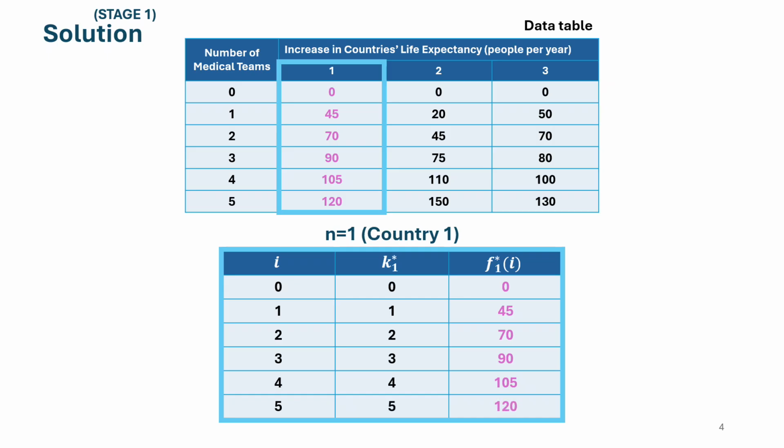As is evident from this analysis, for country 1, the return function is monotonically increasing. This leads to a simple conclusion for stage 1: the optimal decision, k star, is always to allocate all available teams, making k star equal to I. The final column, f star sub 1 of I, is therefore a direct copy of the values from the country 1 column in the main data table. This concludes the calculations for stage 1.